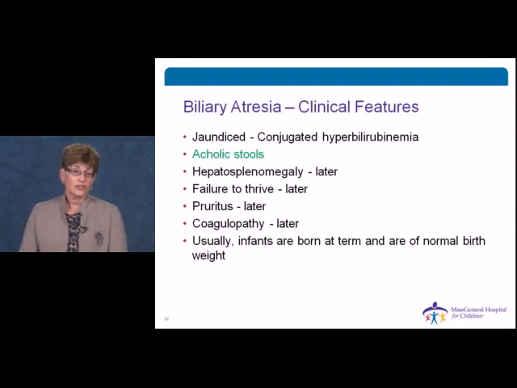What are the clinical features? Again, jaundice is the main clinical feature, and it's a conjugated hyperbilirubinemia. And as I mentioned before, acholic stools, so the stools without any pigment because there's no bilirubin coming through. Most of these, the hepatosplenomegaly, failure to thrive, pruritus, and coagulopathy occur later.